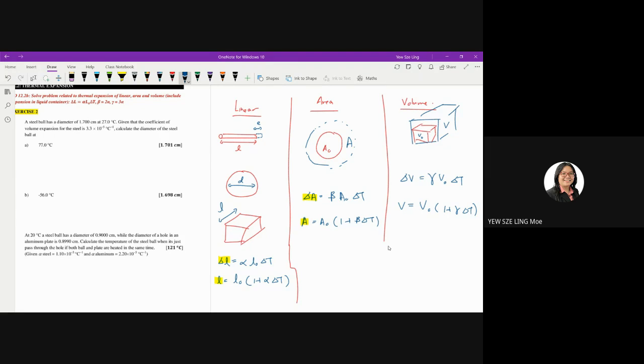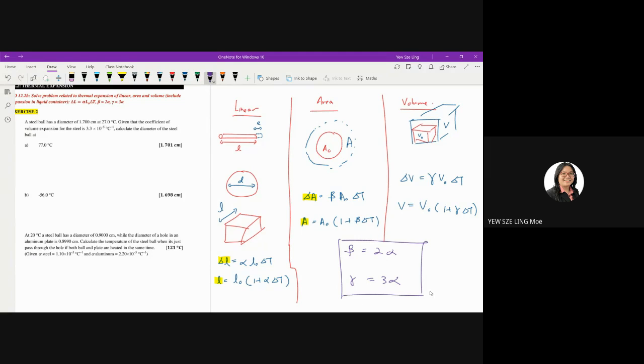Basically, you have to identify which type of expansion you're looking at, and then from there, you determine which equations to be used to solve the questions. And the one thing that I wanted you to take note of, the thing that is missing in your lecture notes, is the relationship between alpha and beta, and also alpha and gamma. So beta is equal to 2 alpha, and gamma is equal to 3 alpha. You need to know this relationship.